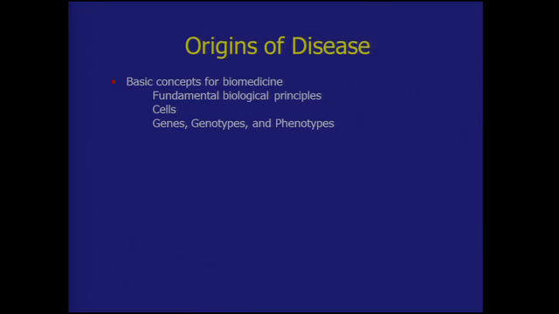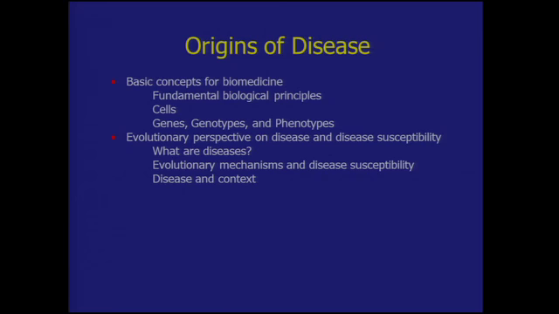We're going to talk about the fundamental biological principles that apply to organisms of all sorts, a little bit about cells in particular, which are critical for understanding anything that happens in the body and in the context of understanding diseases. Then we're going to talk a little bit about genes, genotypes, and phenotypes, which are terms I'll be defining for you, although I'm sure many of you have heard these terms and have some idea what they mean.